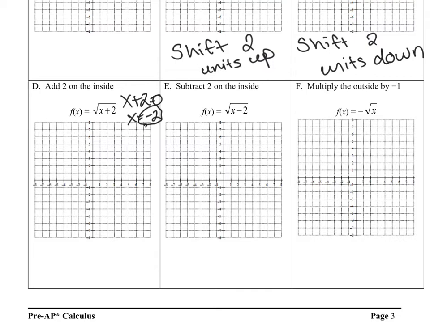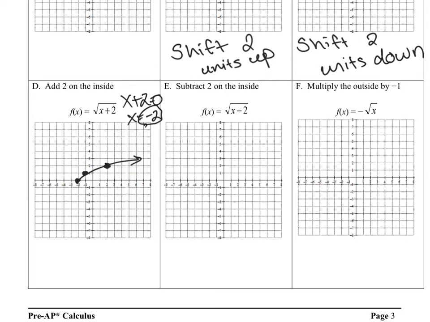So when x is negative 2, negative 2 plus 2 is 0. So square root of 0 is 0, all right? Now, when x is negative 1, negative 1 plus 2 is 1. Square root of 1, 1. Now, when x is 2, what happens? Well, if x is 2, 2 plus 2 is 4. The square root of 4 is 2. So now our function looks like this.